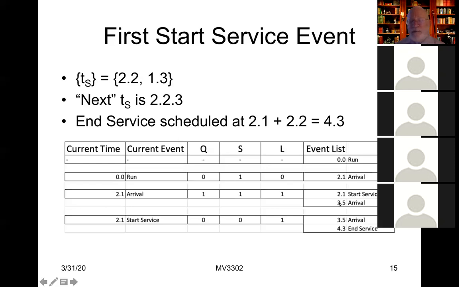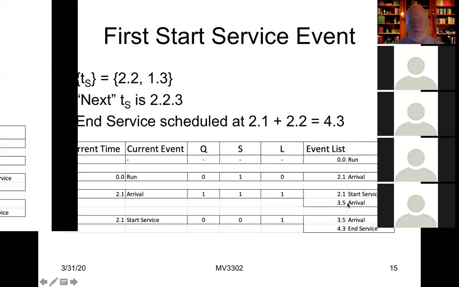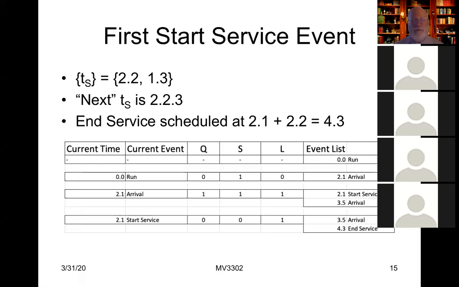But now this is very important. The arrival event, this 3.5, isn't going anywhere. The only event that gets removed from the event list is the one at the very top that we pulled off. Starting very soon, I'm going to have you guys do this yourself, and it's important not to lose any events. So now the state of the simulation is it's time 2.1. The start service event has just occurred. These are our state variables, 0, 0, and 1. And the event list has 2 events on it, an arrival at time 3.5 and an end service at time 4.3.